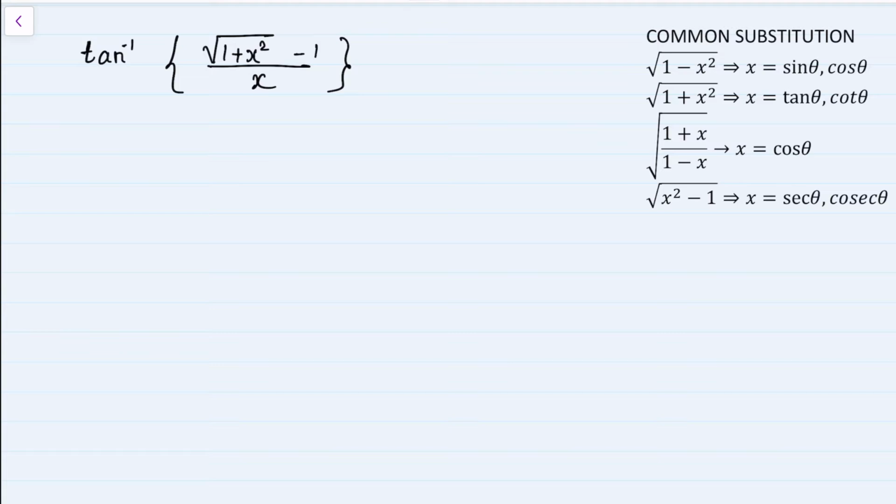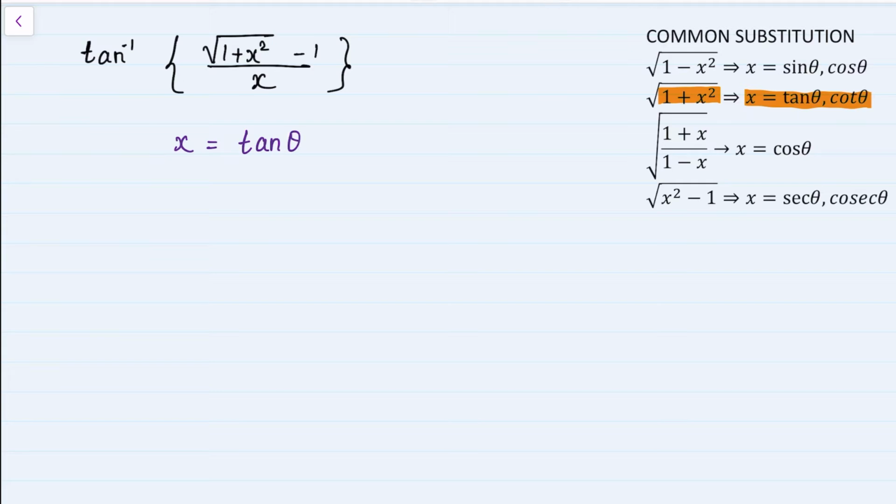So let us start with our next sum. Again, the first priority would be to remove the root, and on the right hand side common substitutions are given. The one that matches our sum is 1 plus x square, root of 1 plus x square. So here we can substitute x is equal to either tan theta or cot theta. Let's say we are substituting x is equal to tan theta.